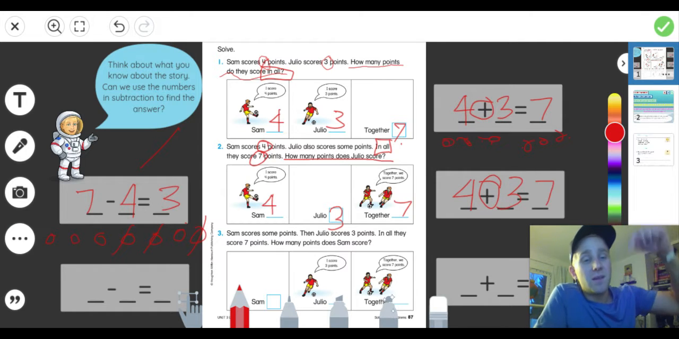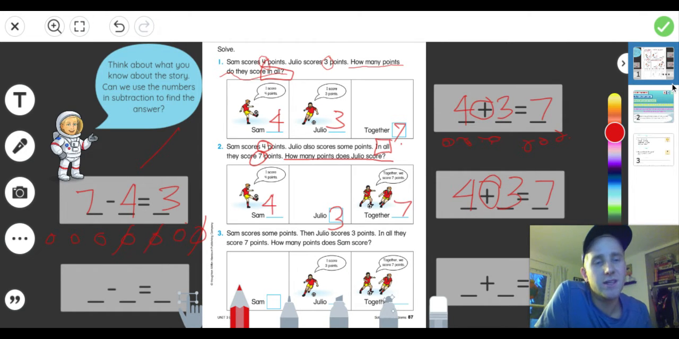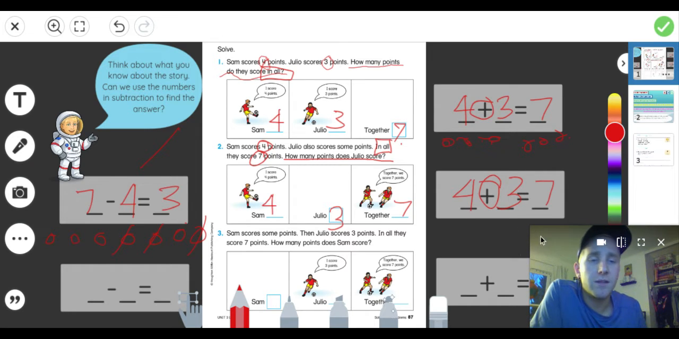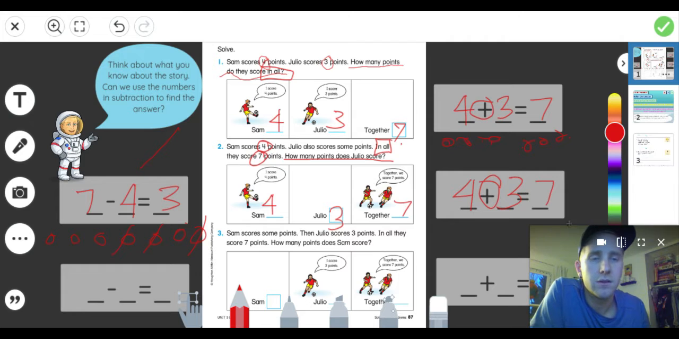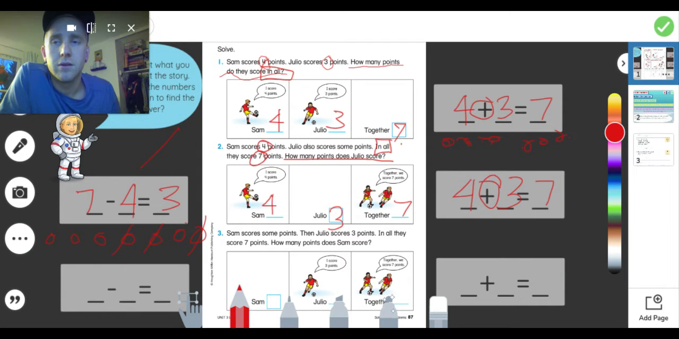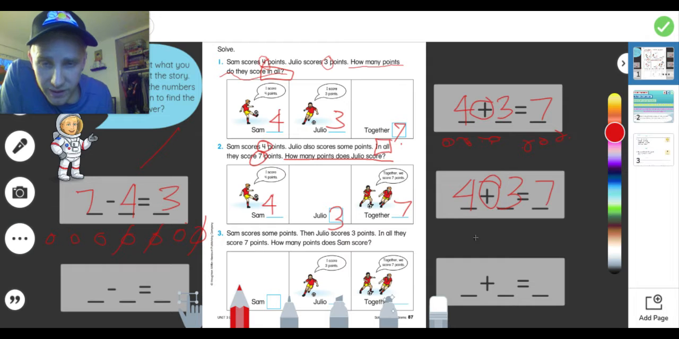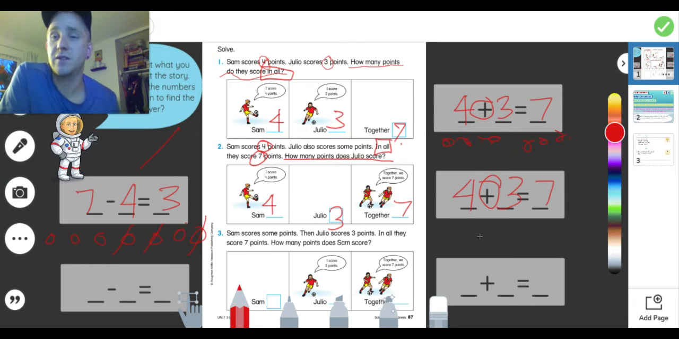All right, now let's move down to the bottom one. You can probably imagine what this is going to look like, but that's okay because we're going to use our awesome first grade skills to get through it anyway. Oops, sorry, first graders. There we go. All right, let's take a look over here. Sam scores some points, so we don't know what Sam scores. That's what we're going to try to figure out this time.